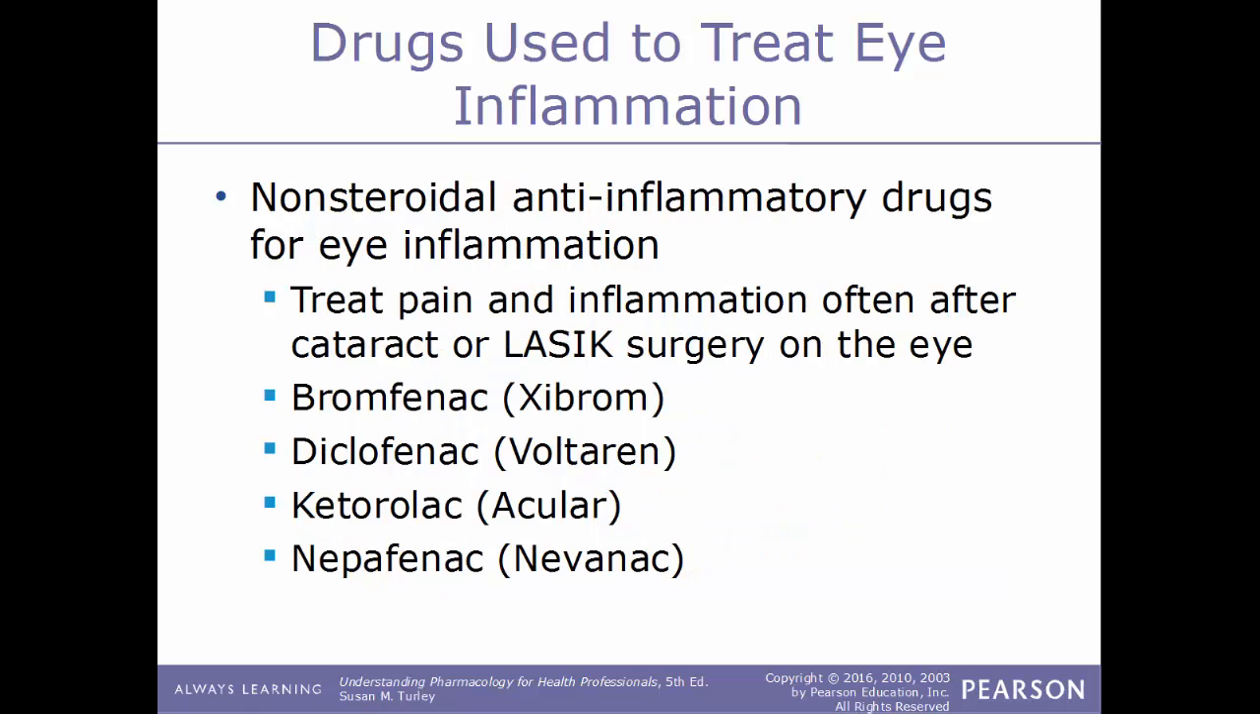Another class of drugs that could be used to treat eye inflammation are the NSAIDs, non-steroidal anti-inflammatory drugs. These will treat the pain and inflammation often after LASIK surgery or cataract surgery on an eye. Some examples of this type of drug: bromfenac, which is sold as Xibrom; diclofenac, which is sold as Voltaren; ketorolac, which is sold as Acular; and nepafenac, which is sold as Nevanac.